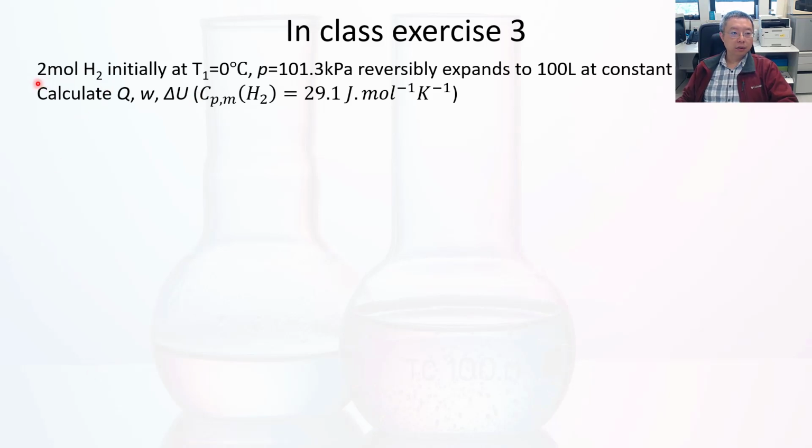2 moles of hydrogen, initially at T1 equal to 0 degrees Celsius, is reversibly expanded to 100 liters at constant pressure. Again, it asks you to calculate Q, W, and delta U. In this case, hydrogen CP is given: 29.1 joules per mole per Kelvin.